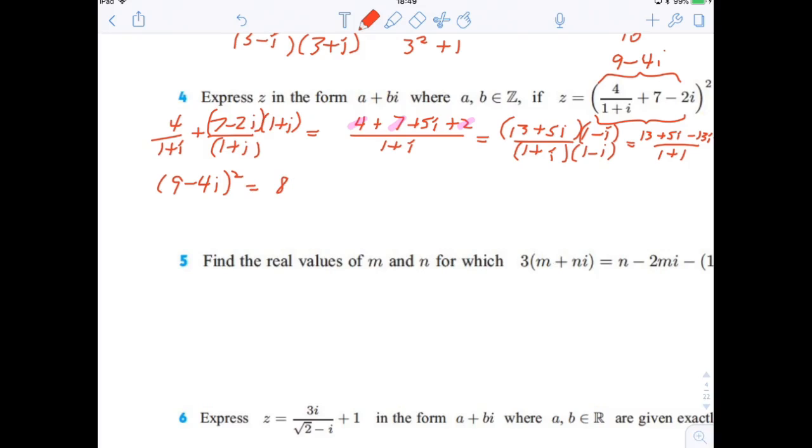Okay, that's equal to 81. Negative 4i times negative 4i is positive 16i squared, which is negative 16. Negative 4 times 9 is negative 36i, and that's twice, right? Negative 36i, negative 36i. So 81 minus 16 is equal to 65. And negative 36i minus 36i is minus 72i.